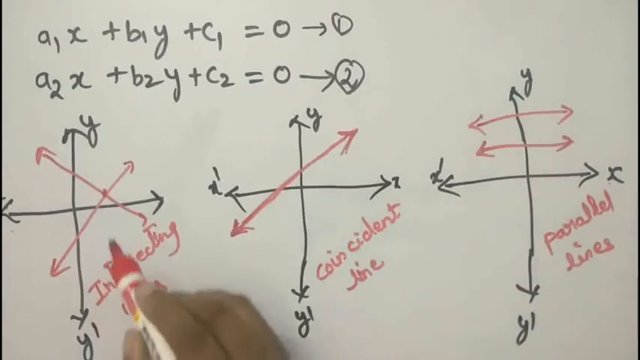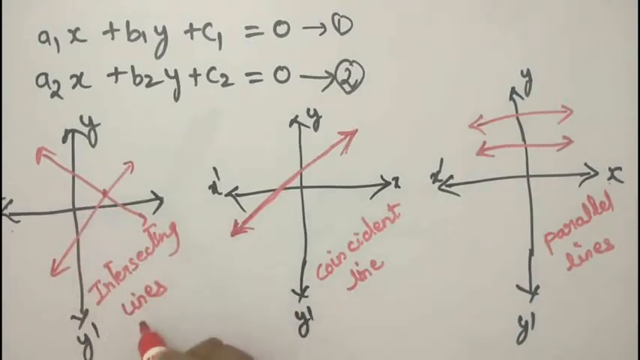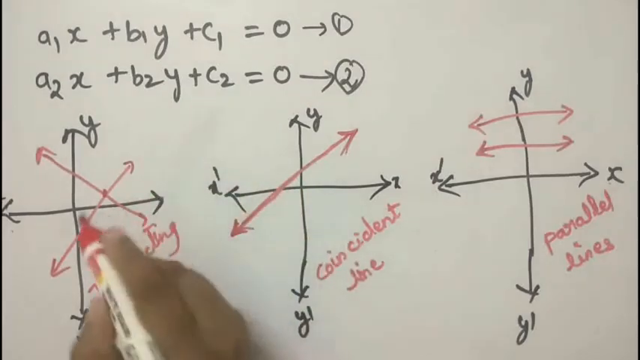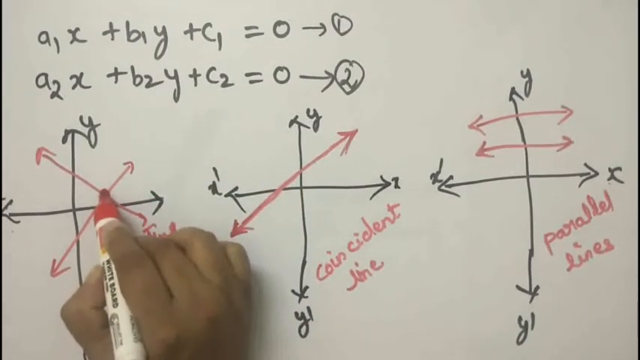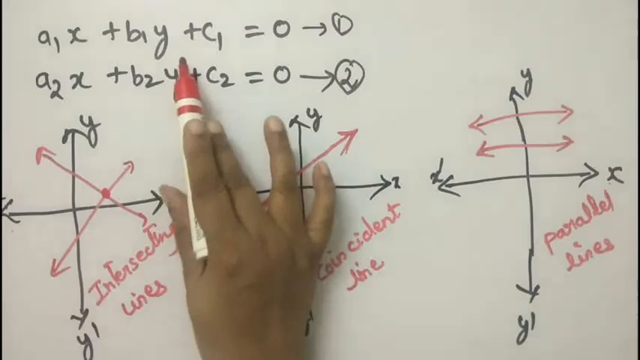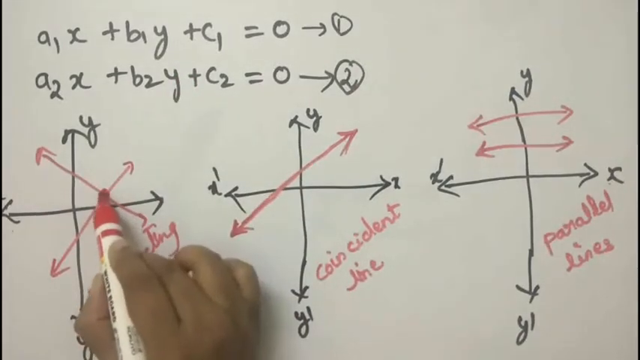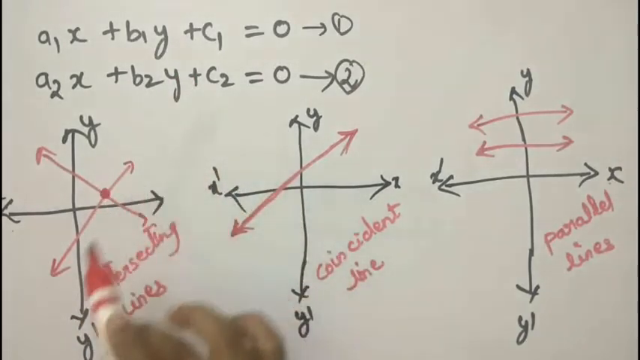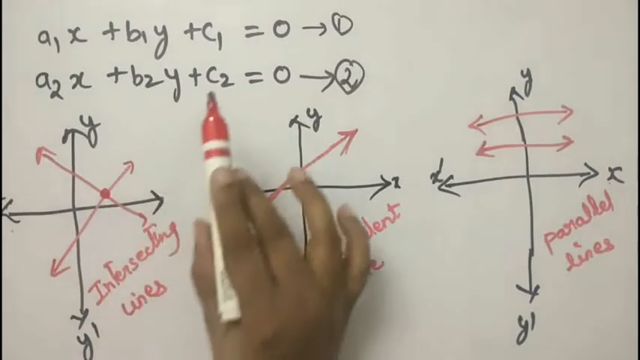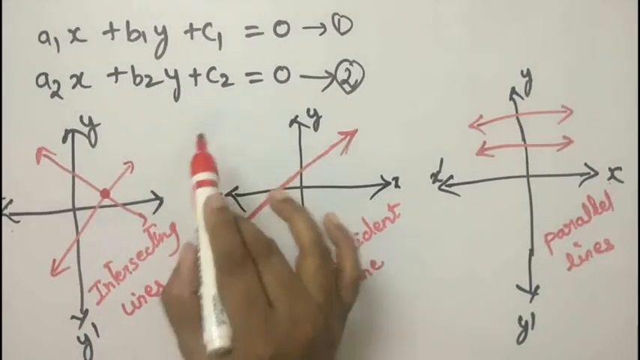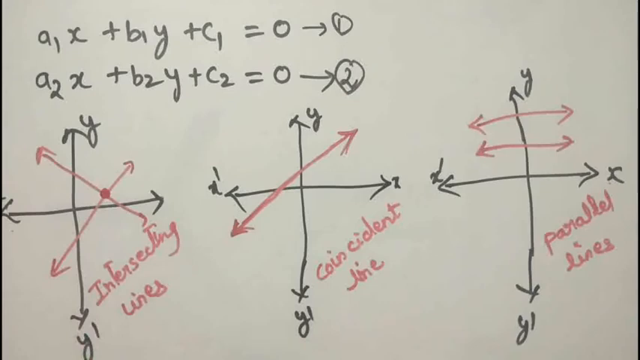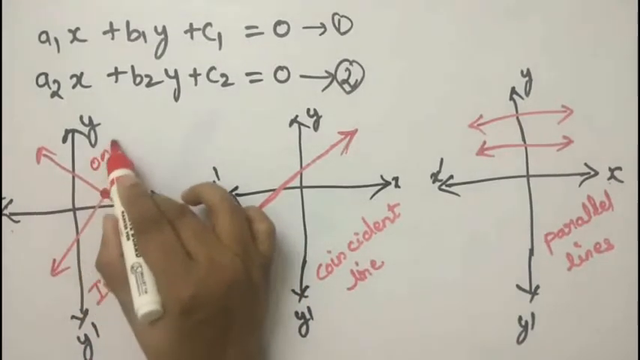If you observe, in the case of intersecting lines, when two lines intersect at a point, this point is nothing but the solution for these two equations. On plotting the graph, if you want to find the solution of the two equations, this is the solution. So for intersecting lines there will be only one solution.